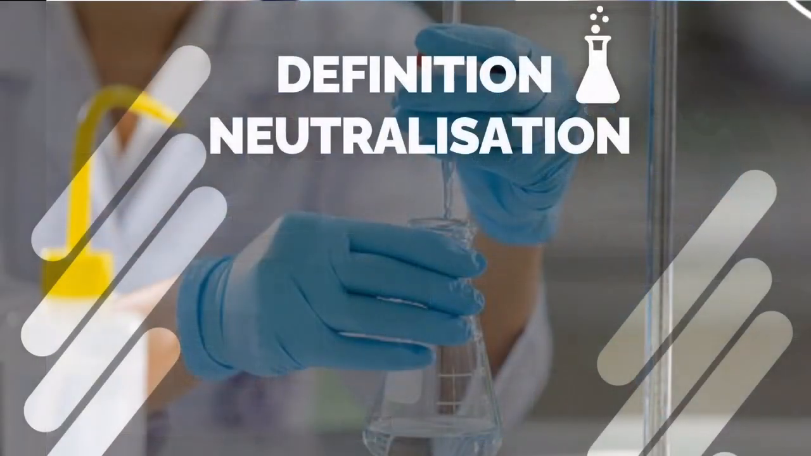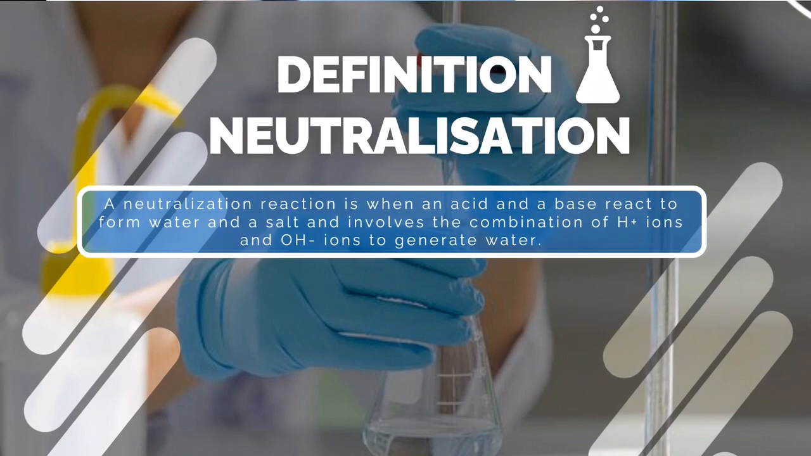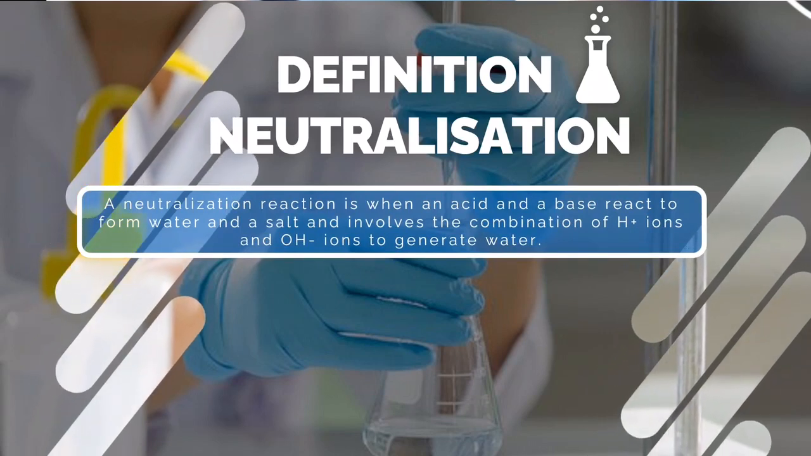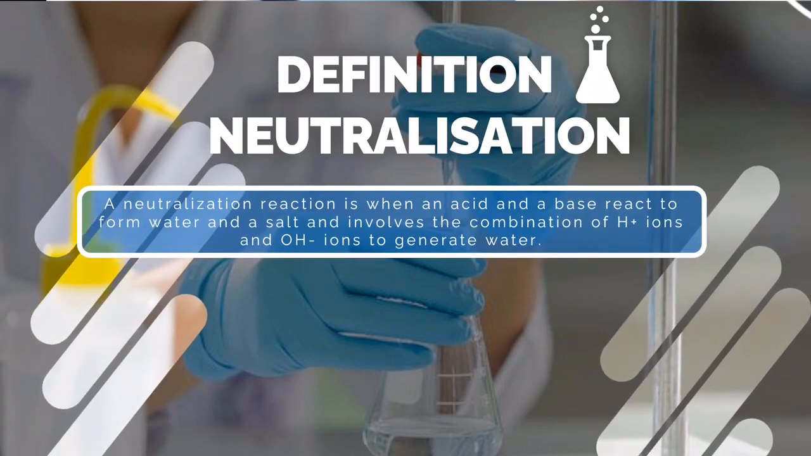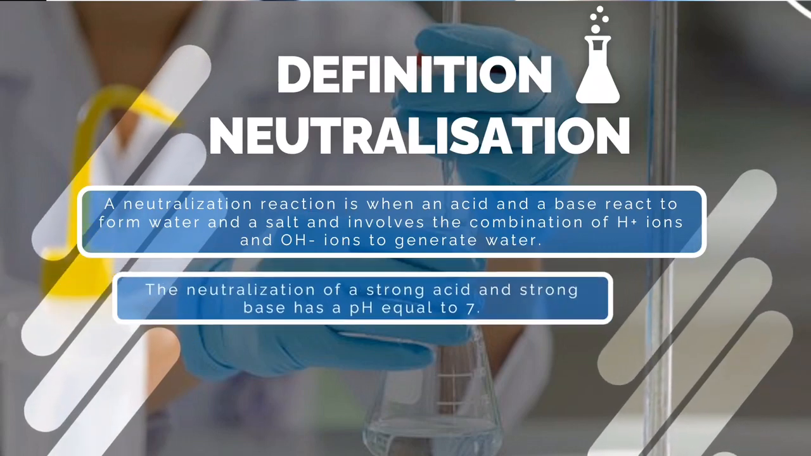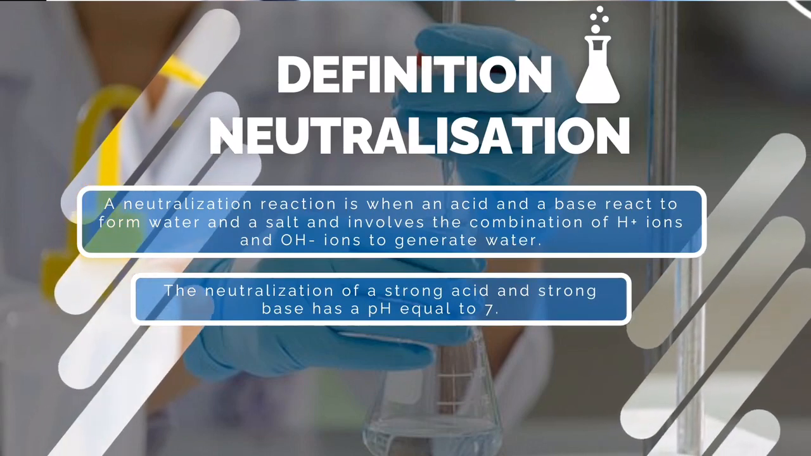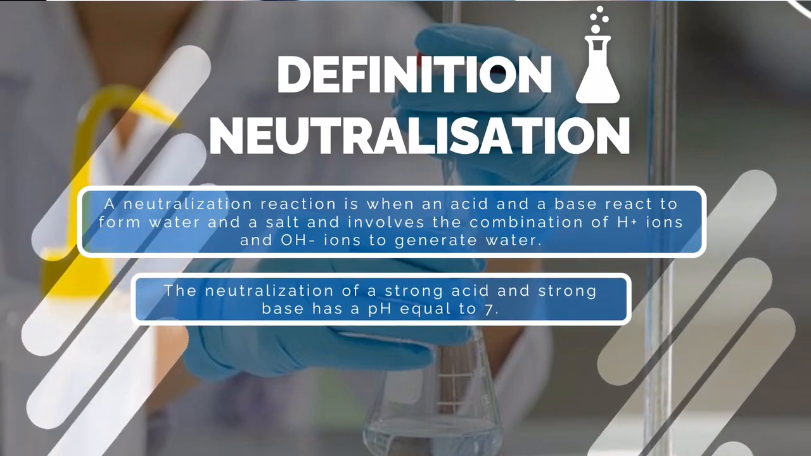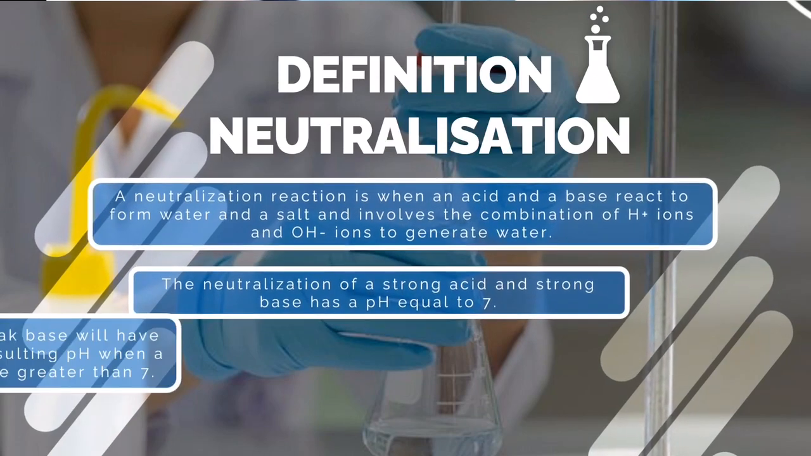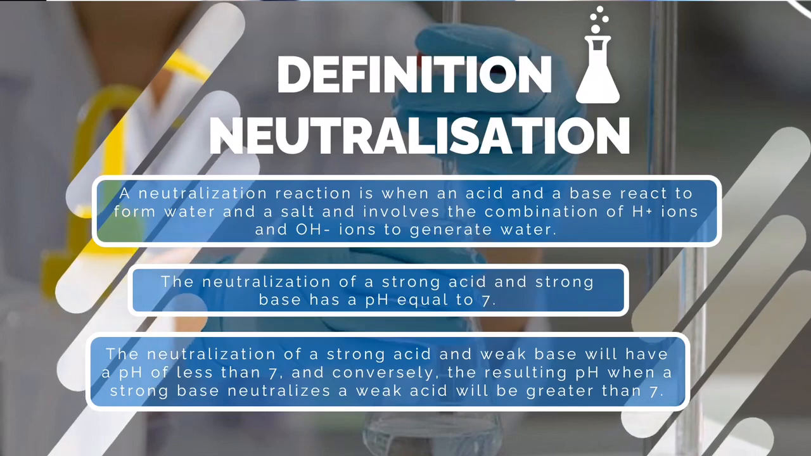So, definition of neutralization. A neutralization reaction is when an acid and a base react to form water and a salt, and involves the combination of H+ ions and OH- ions to generate water. The neutralization of a strong acid and strong base has a pH equal to 7. The neutralization of strong acid and weak base will have a pH of less than 7, and conversely, the resulting pH when a strong base neutralizes a weak acid will be greater than 7.